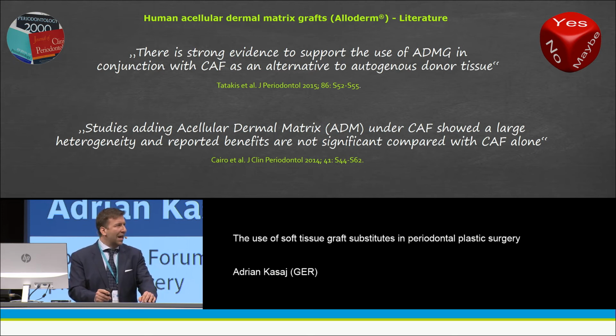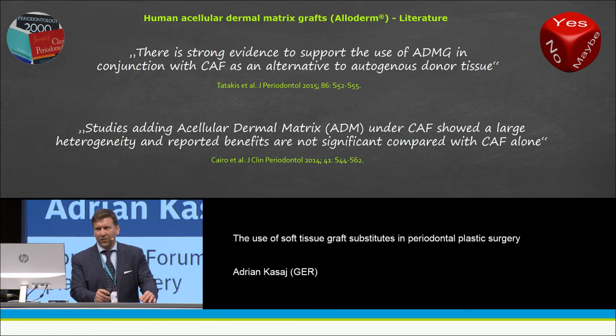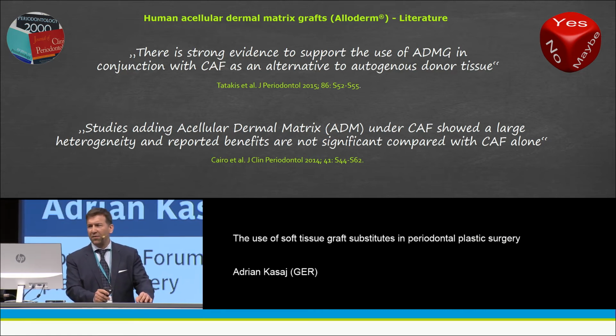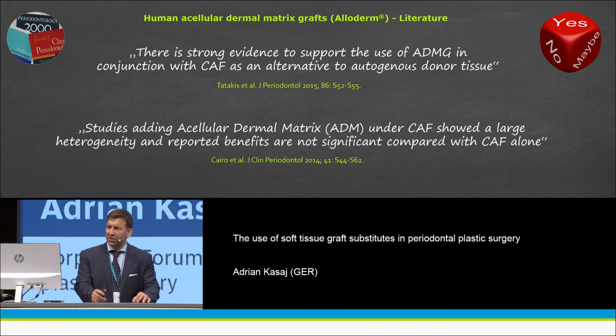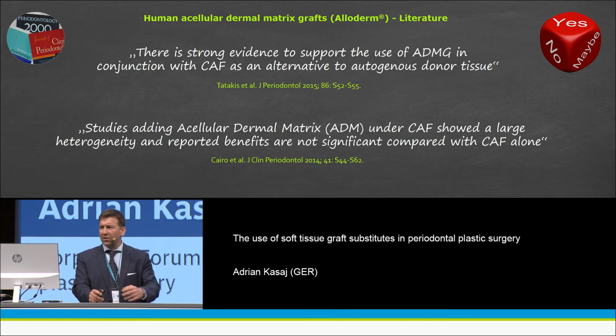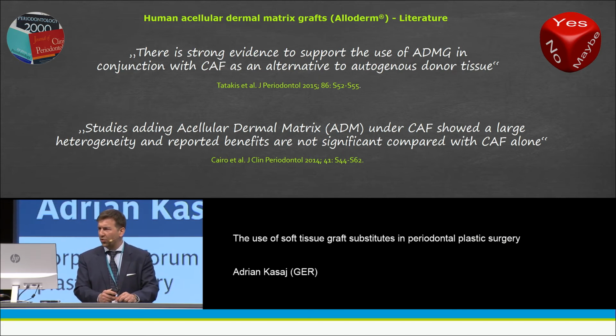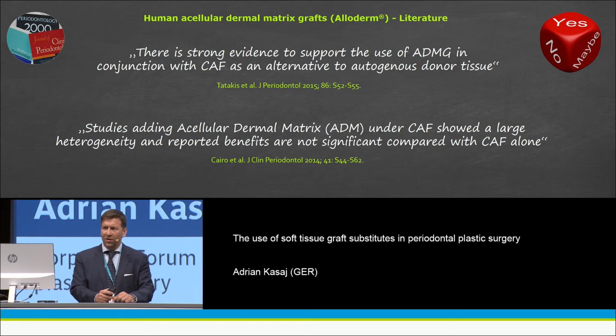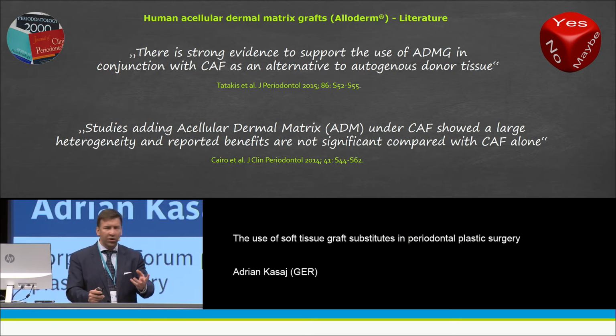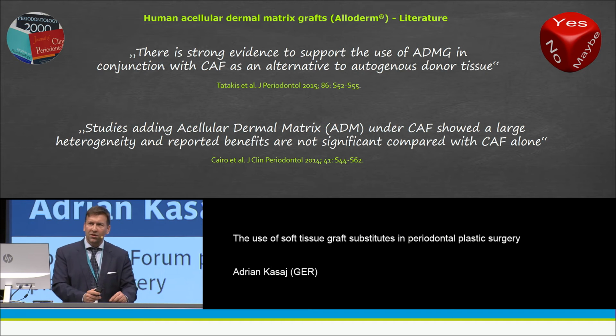If we summarize the evidence for the alloderm, you can see quite some heterogeneous data. You see here the conclusion from the systematic review from Tatakis and co-workers, which stated that there is a strong evidence to support the use of alloderm in conjunction with the coronally advanced flap as an alternative to the autogenous donor tissues.